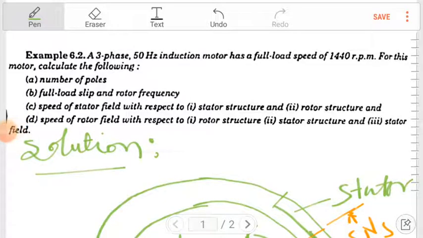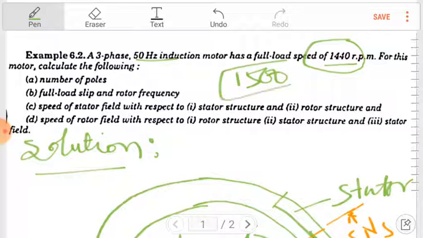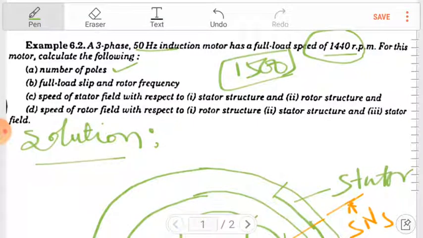Here it is given the speed is 1440 rpm, it is the speed of the rotor. For a 50 Hz induction motor, as we know, at full load the slip is around 2 to 5%. So the speed is nearly between 1400 and 1500, and most probably the synchronous speed is greater than the running speed, so it will be 1500. For 50 Hz, if the speed is 1500, the number of poles will be 4.